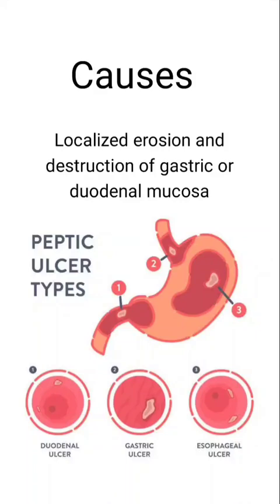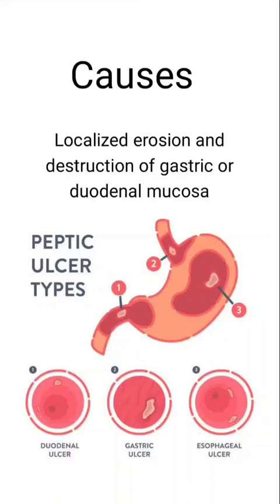Now, what are the causes of these peptic ulcers? The main causes of peptic ulcers are HCl and pepsin. These are the two main causes which are involved in the genesis of peptic ulcers. Hence, it is known as acid peptic disease. Why is it known as acid peptic disease? Because HCl and pepsin, these two are involved in the genesis of peptic ulcer.